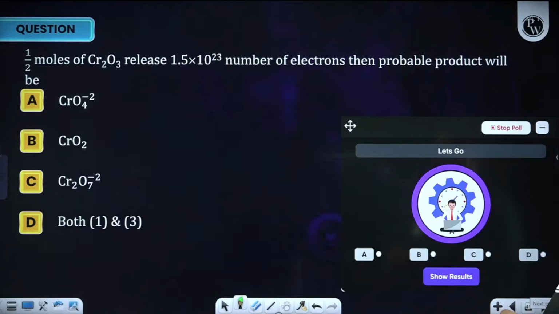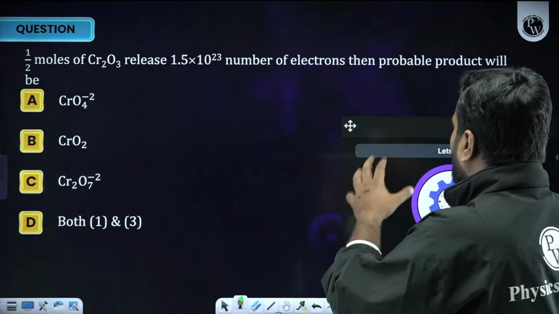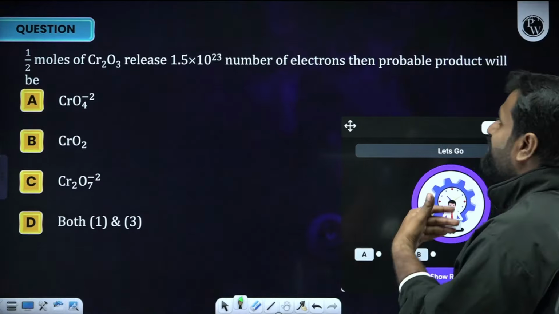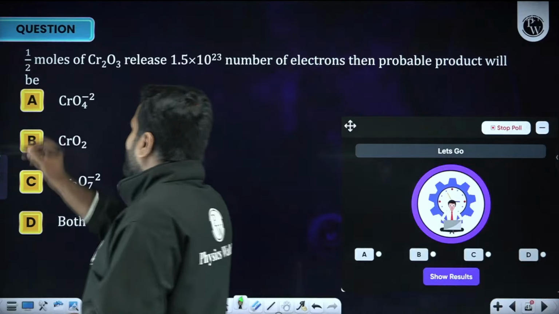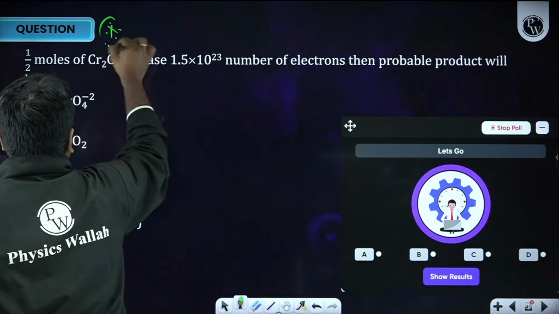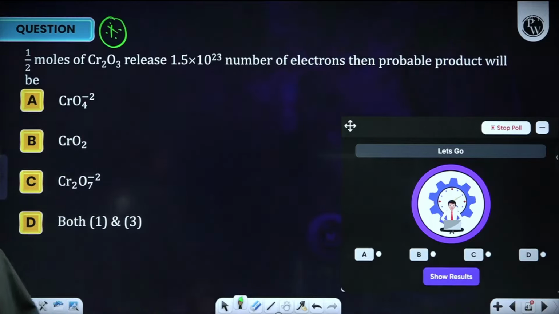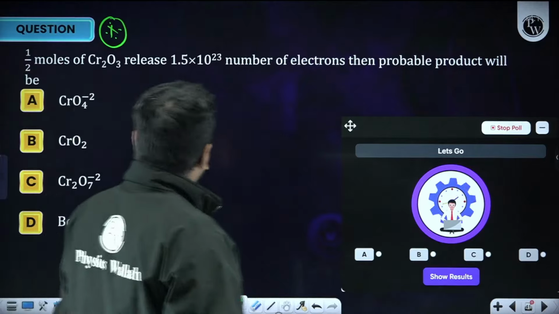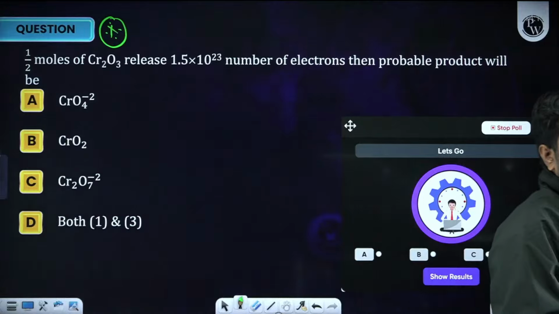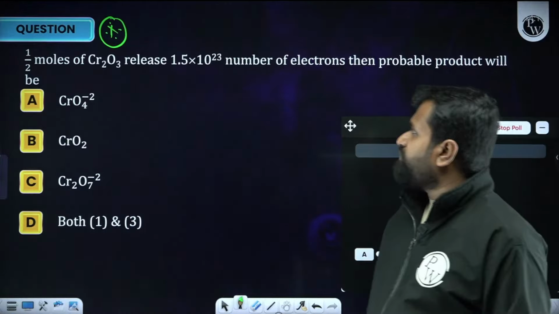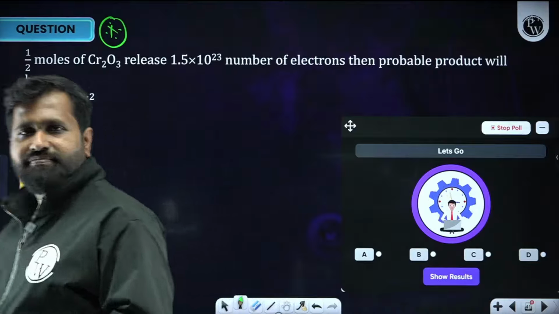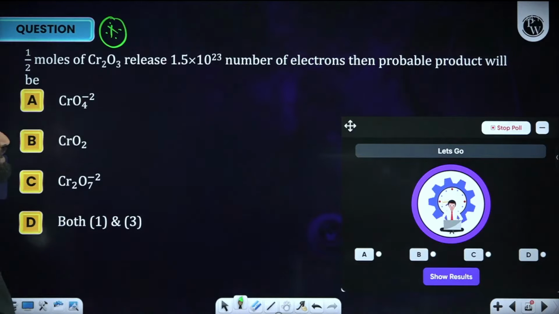Half mole of Cr2O3 releases this many number of electrons. Then what will be the probable product? Very important model question. Half moles of Cr2O3 releases 1.5 into 10 to the power 23 number of electrons. Then what will be the probable product?